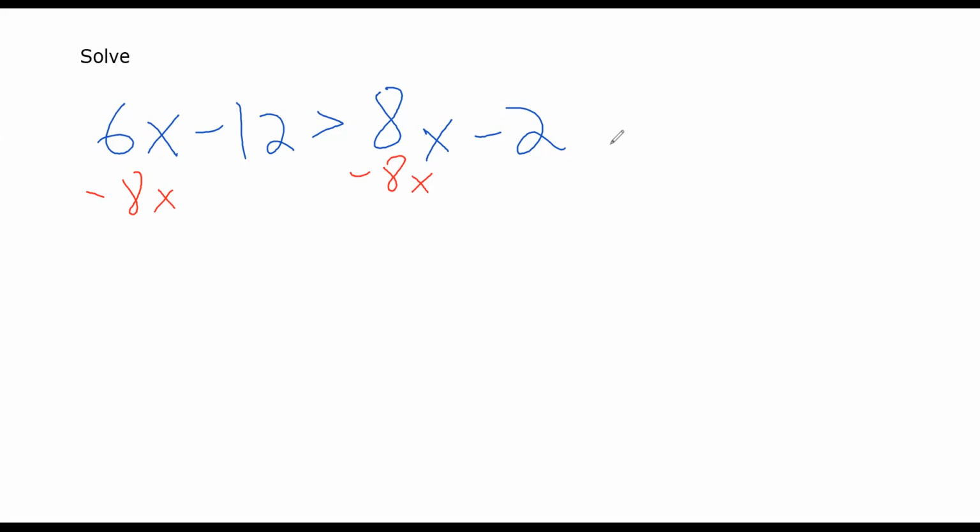So 6x minus 8x, what is that going to give me? -2x. Very good. All right, what would I naturally want to do next here? Exactly. Now I want the x to be all by itself on the left. It's forever alone. I want to add the 12 to get rid of it, to get it over there on the right-hand side.